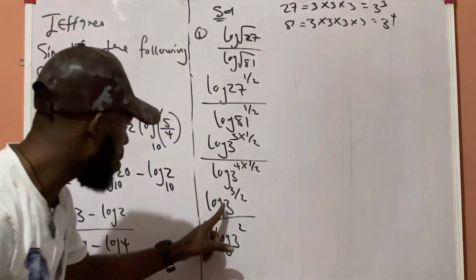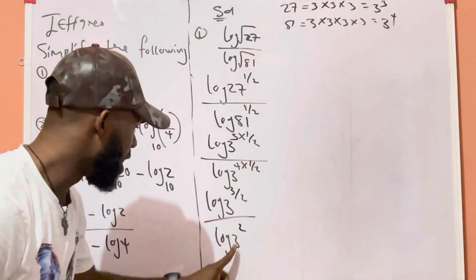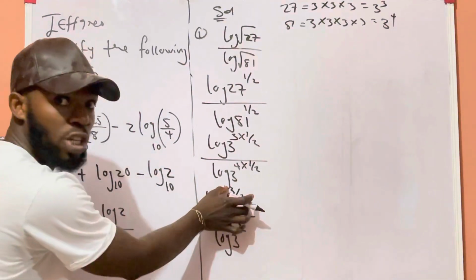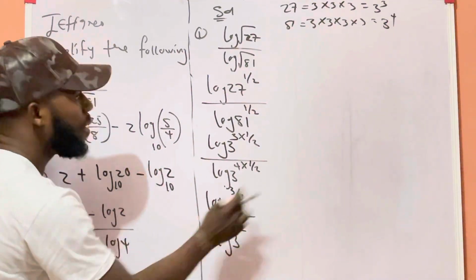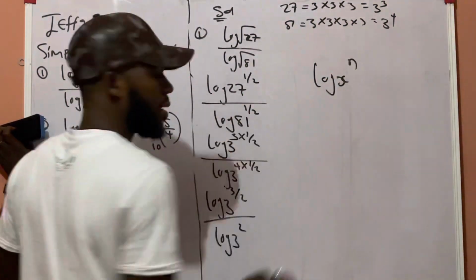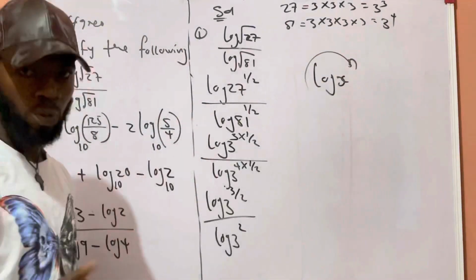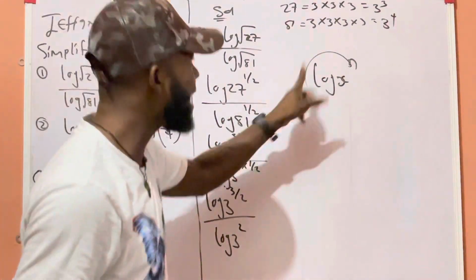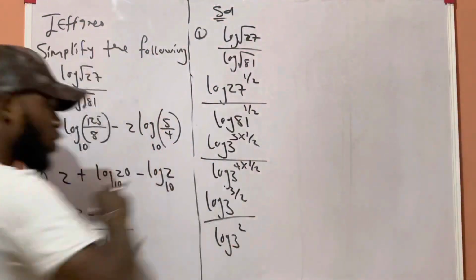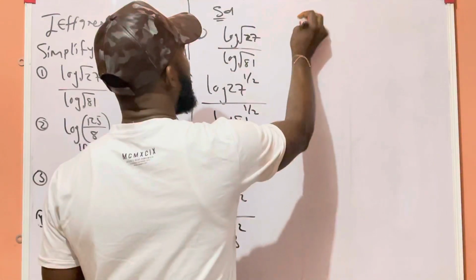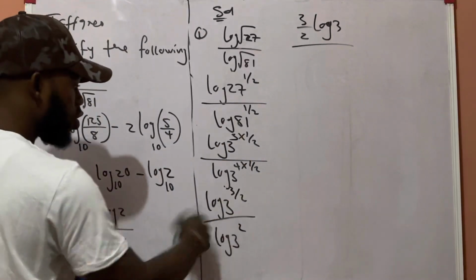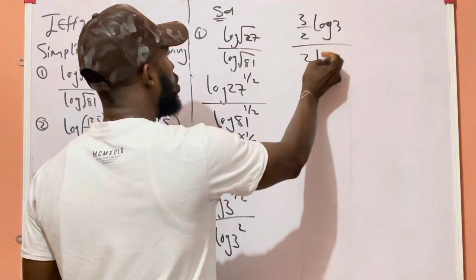Now, you will notice that the number here is now 3, the base is 10. The number here is also 3, and the base is 10. Now, according to the law that says, for instance, if you have log x raised to the power n, this n goes to the back. We discussed this in our first class, and it becomes n log x. So automatically, when 3 over 2 goes to the back of log 3, it becomes 3 over 2 log 3 all over. Now, when 2 also goes to the back, it becomes 2 log 3.